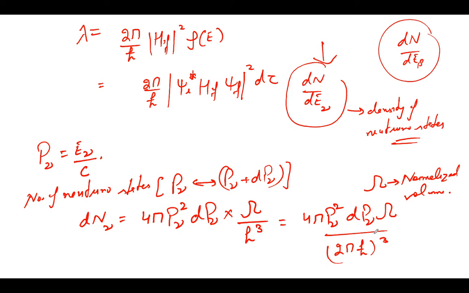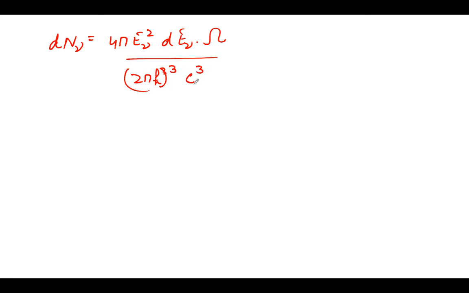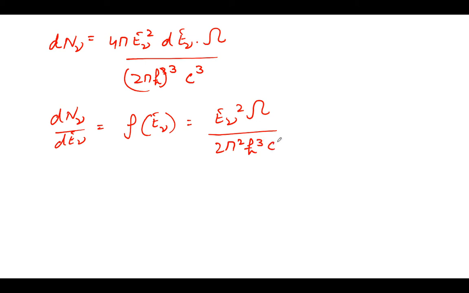So this whole transformation takes place within some special volume omega. If I put the value of this momentum and convert this equation in terms of energy, it becomes dn nu equal to 4 pi E nu square into dE nu into omega over 2 pi h cube into c cube. So the density of states in terms of energy, delta n nu over delta E nu, which is the density of the neutrino, is equal to E nu square into omega over 2 pi square h cube into c cube. Let us say this is our equation number 1.